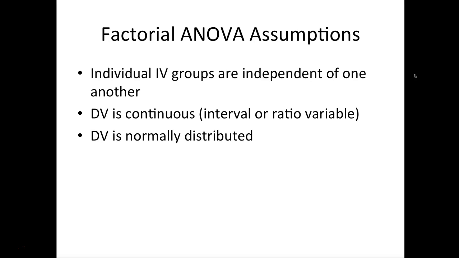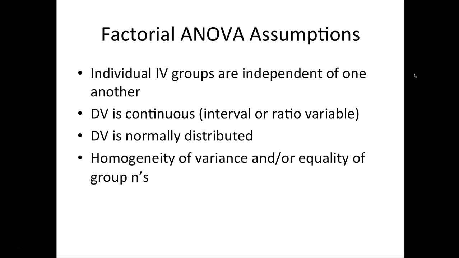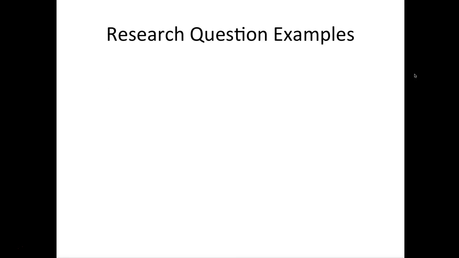that our dependent variables are normally distributed, and that we have homogeneity of variance and/or equality of our group sizes. So very similar assumptions as we had in the t-test and the ANOVA. So let's break this down and apply this a little bit more.